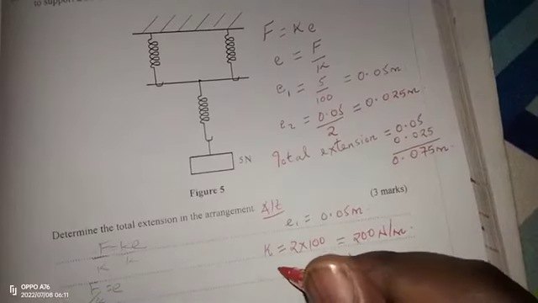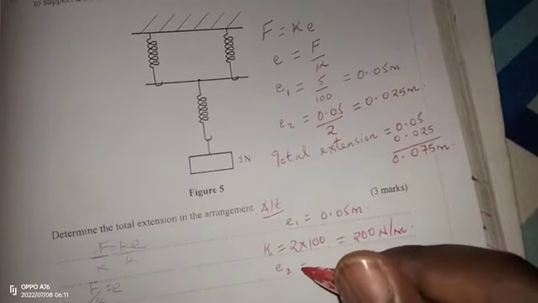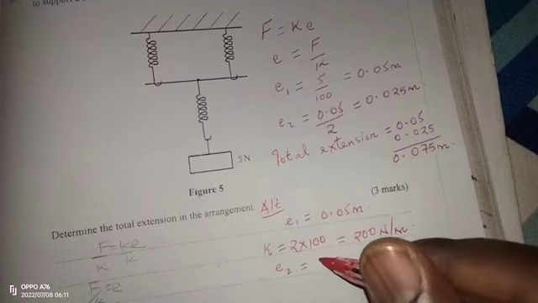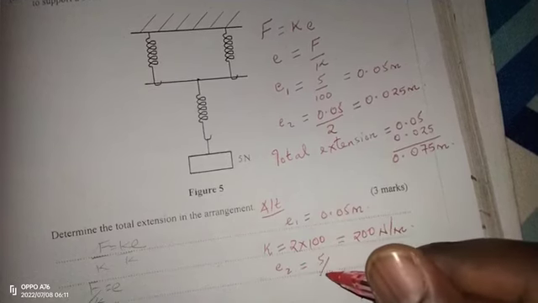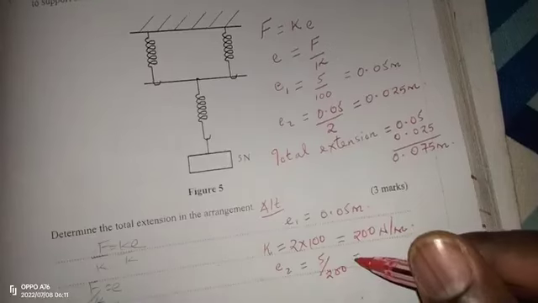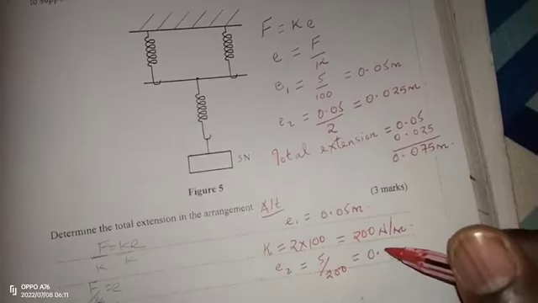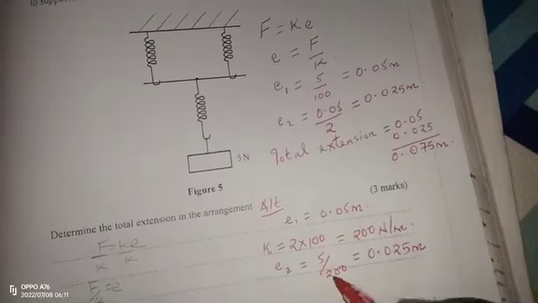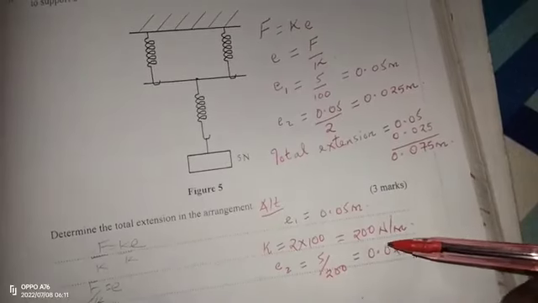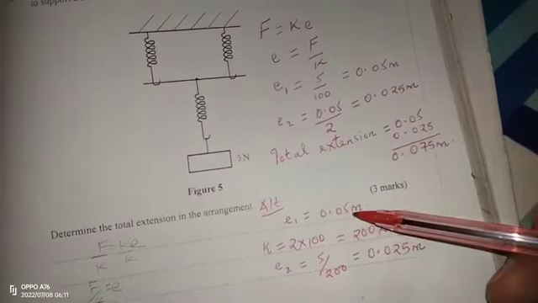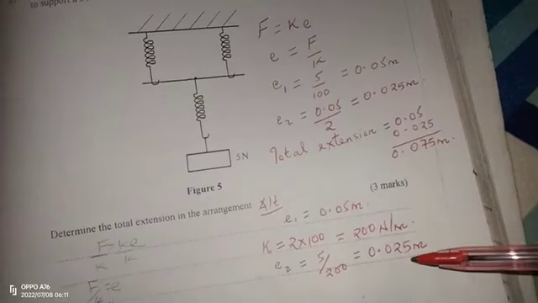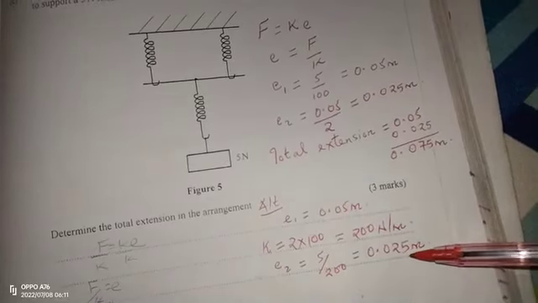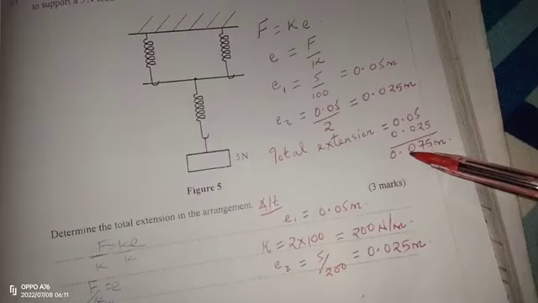which means the total extension in the second case is going to be force of 5 divided by 200, which is again giving us 0.025 meters. Therefore, to get the total extension, we again add 0.05 and 0.025 meters, and we get 0.075 meters.